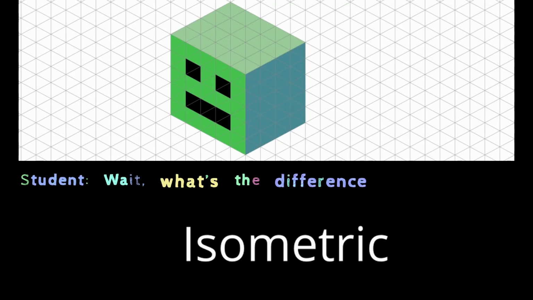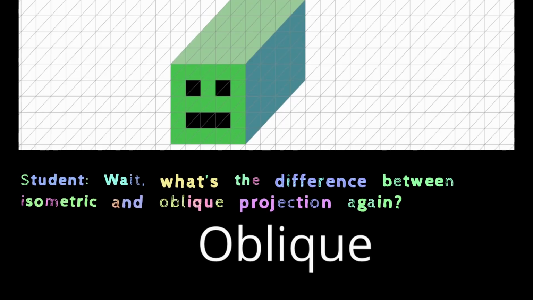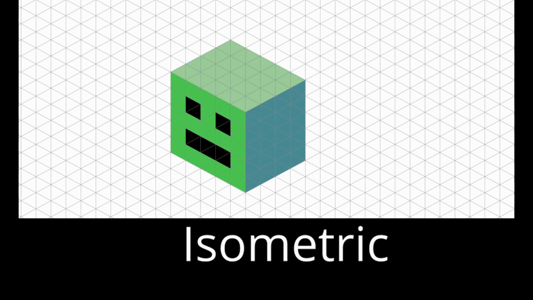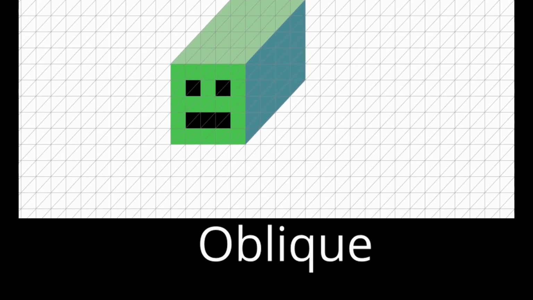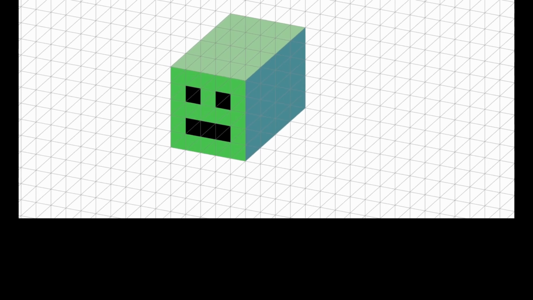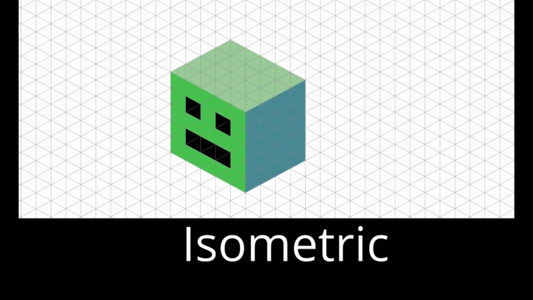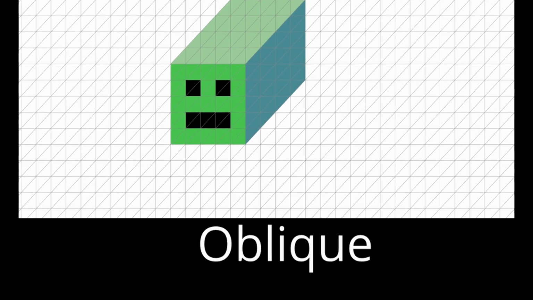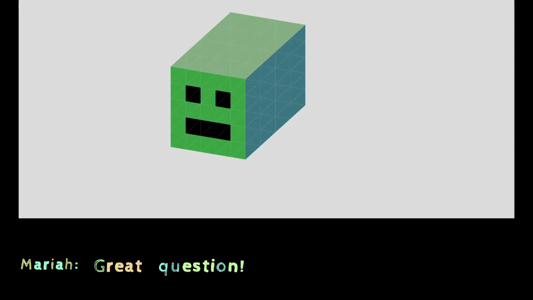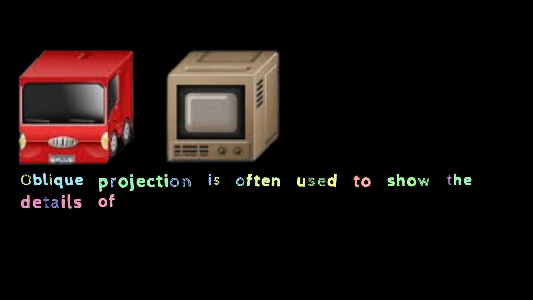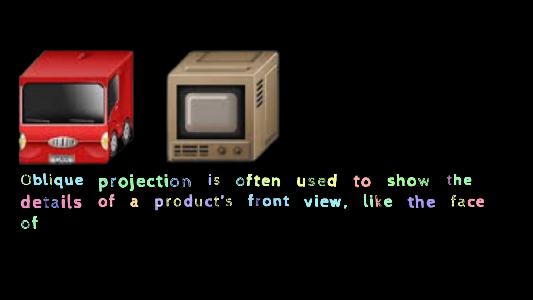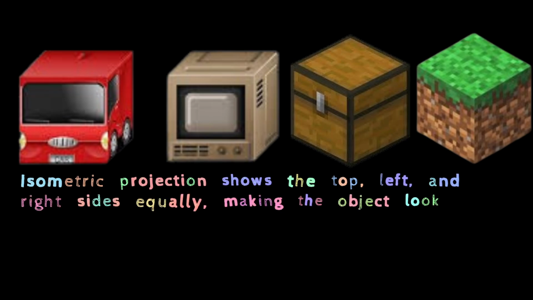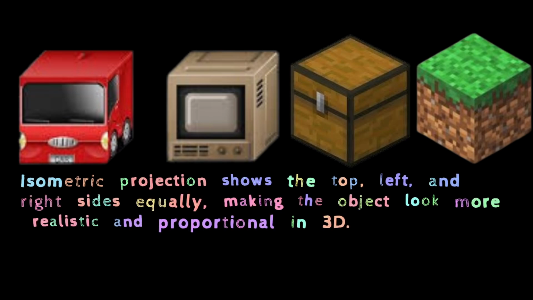Wait, what's the difference between isometric and oblique projection again? Great question. Oblique projection is often used to show the details of a product's front view, like the face of your clock. Isometric projection shows the top, left, and right sides equally, making the object look more realistic and proportional in 3D.